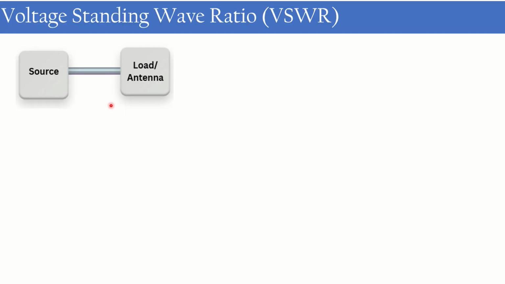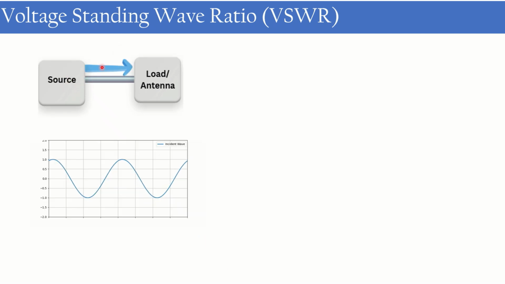Let's see what is meant by VSWR. Let's consider an antenna connected to the source through a cable, and we are giving some power to the antenna. This is our input power, the power which is going through this cable. Here you can see its value is around 1 volt, going through this feed to feed the antenna.